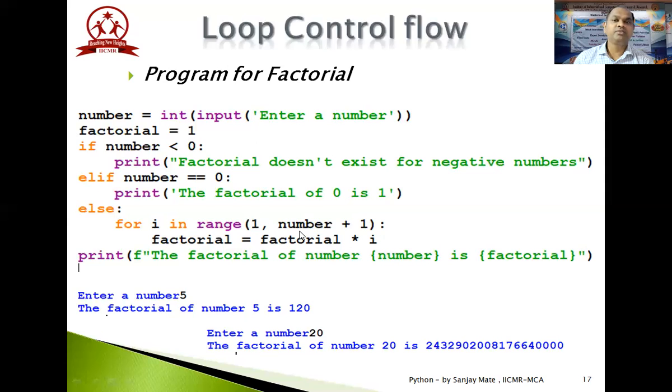If I want to calculate the factorial of 5, I need to multiply 1 into 2 into 3 into 4 into 5. So if the number is 5, I need to go up to 6, that is, 6 is not included. So 1 to 5. Factorial is equal to factorial into i. That's all. So this factorial statement is included in this for loop.